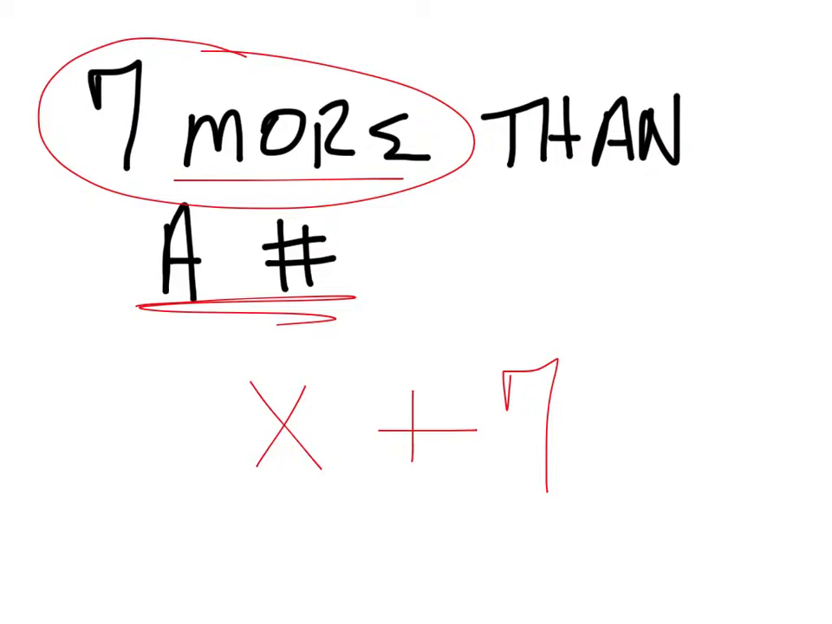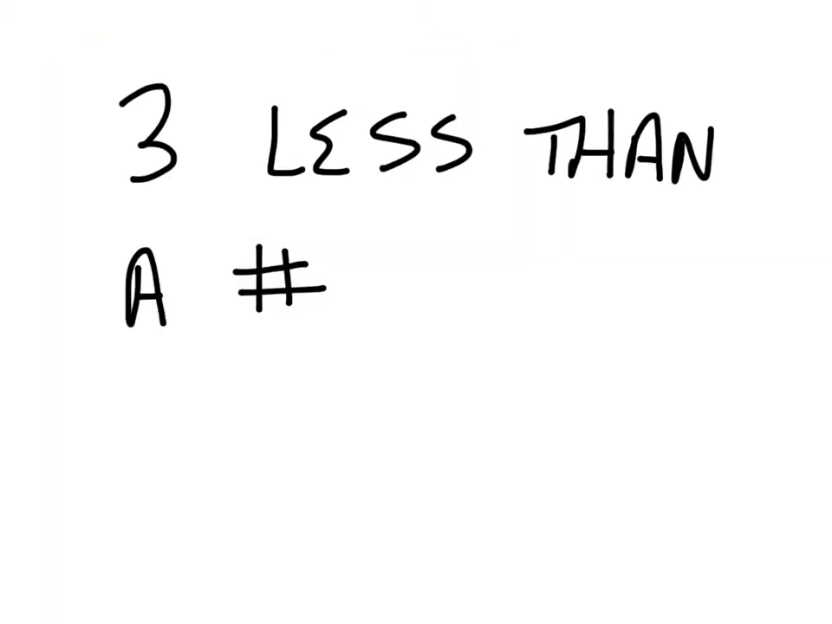Don't put it in front, because if you do, you're going to get to subtraction and you're going to start putting, for example, 7 less than x, you would write it as 7 minus x, and that wouldn't be right. 7 less than x would be x minus 7. So we have to get in the habit of putting this on the right. 3 less than a number. X minus 3, yes.